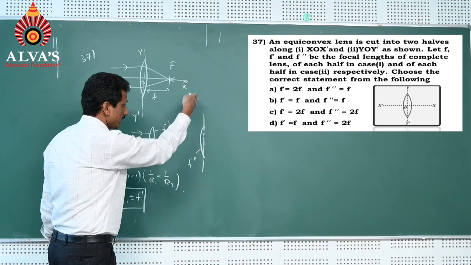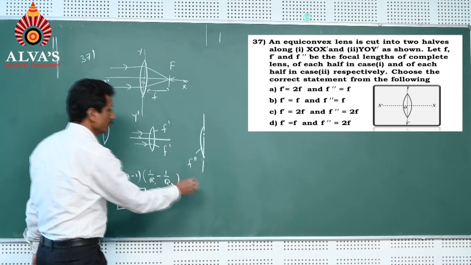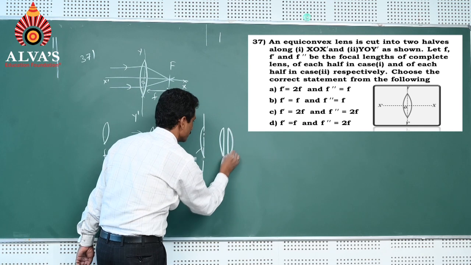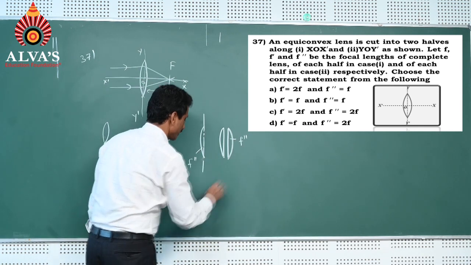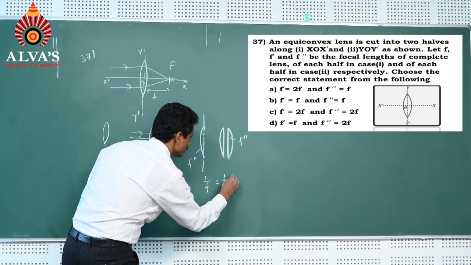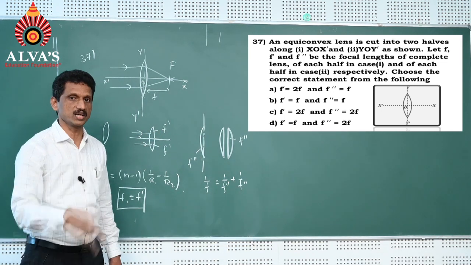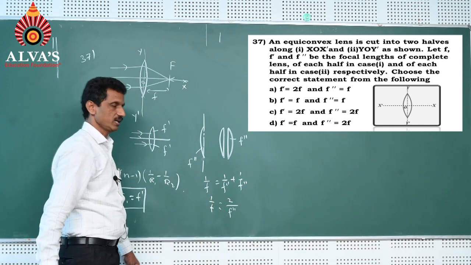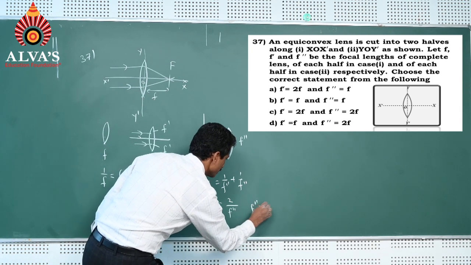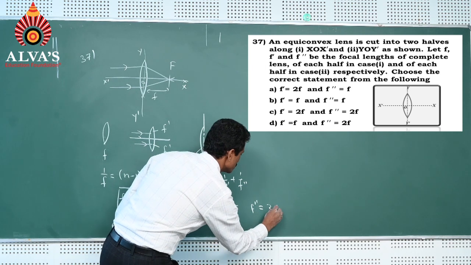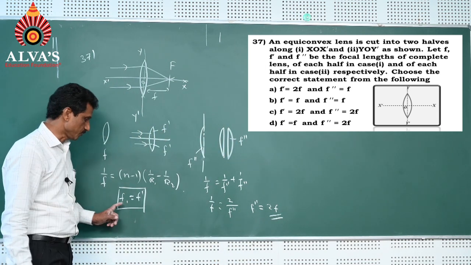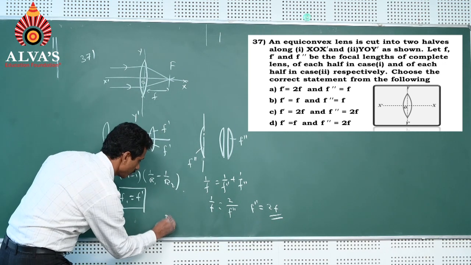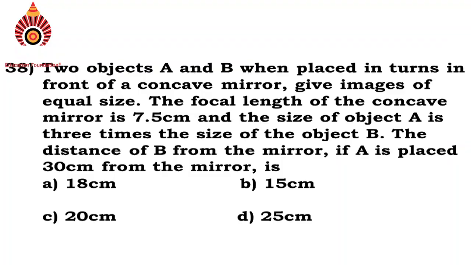When you cut the lens like this along the y direction, it is a combination of two plano-convex lenses like this, one and another lens. Each part has focal length F double dash. Therefore, 1 by F is 1 by F double dash plus 1 by F double dash, combination of two lenses. Therefore, F double dash is equal to 2F. Therefore, F is equal to F dash and F double dash is equal to 2F. Therefore, answer is D. Let me go to the next question.